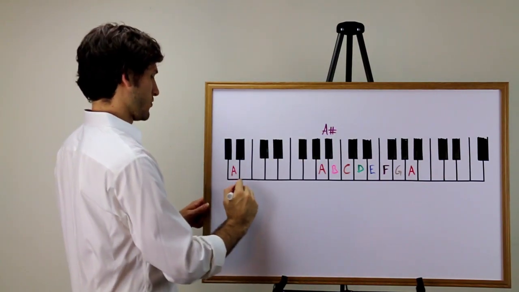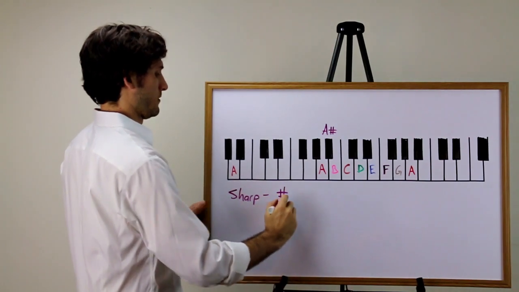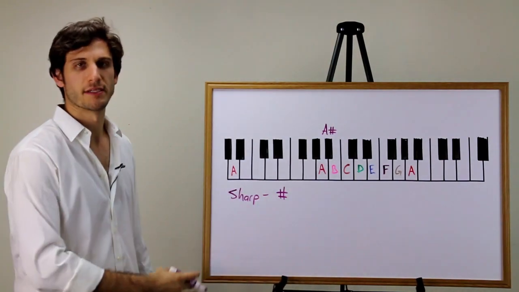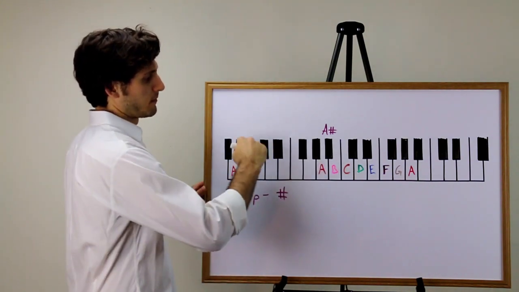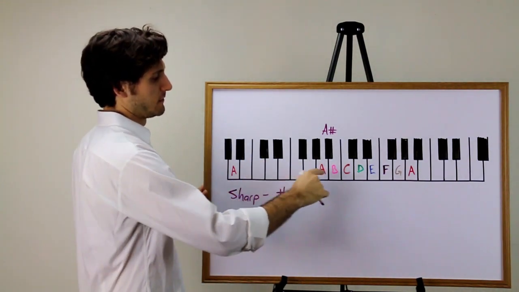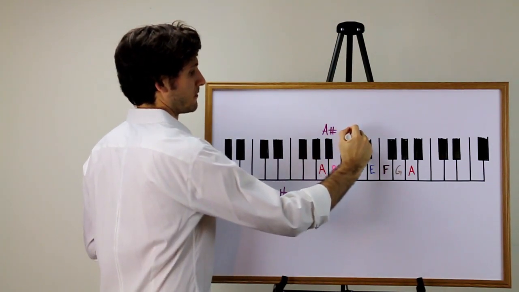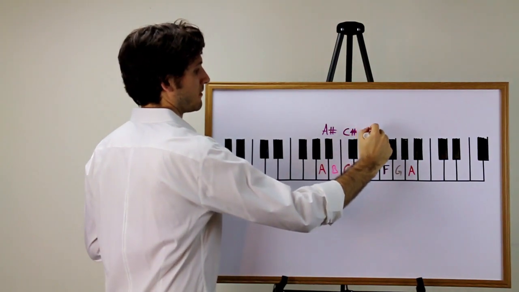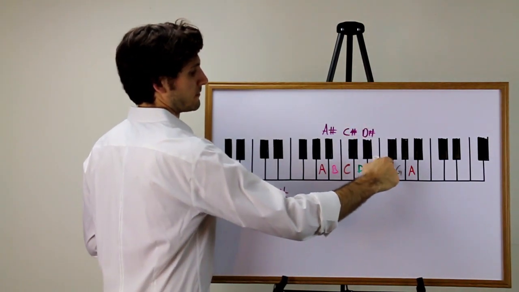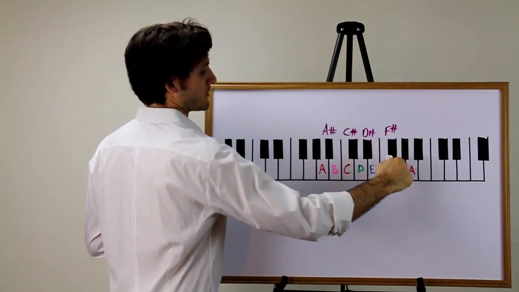So we have sharp, number sign, or like the pound symbol on your phone. So this note is A sharp because it's above and to the right of A. This note would be C sharp. This note above D would be D sharp. This note would be F sharp. And of course, this would be G sharp.